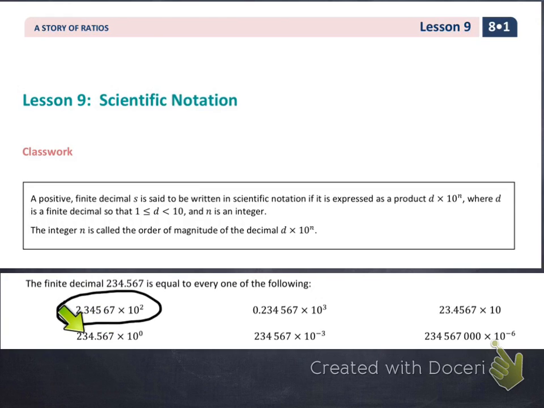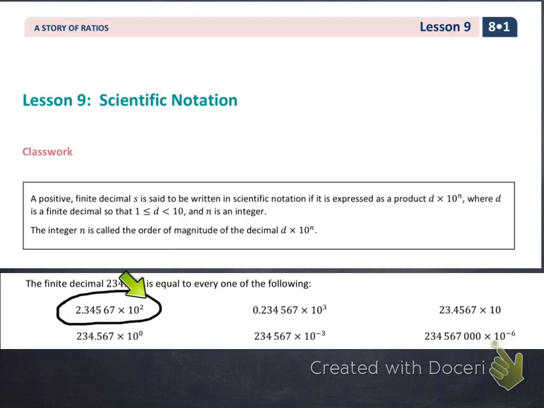This one is exactly equal to this, because 10 to the 0 is 1, right? So this is 234.567. This one right here, multiplied by 10 to the third, or 1,000, would get me back to the number up here. But this number is not between 1 and 10.